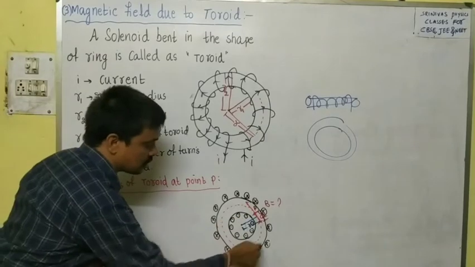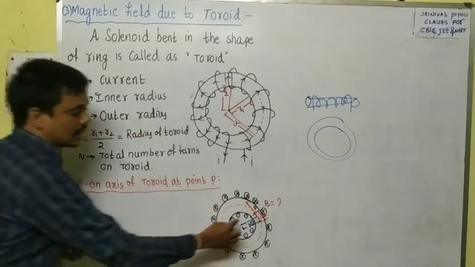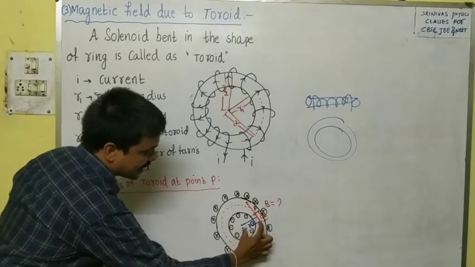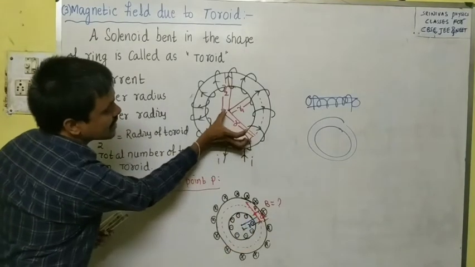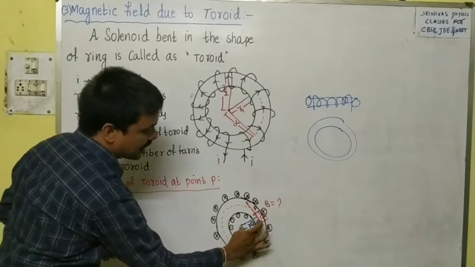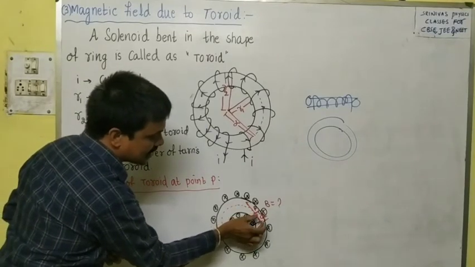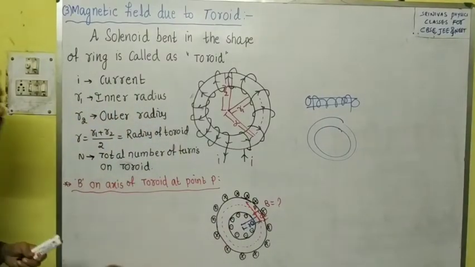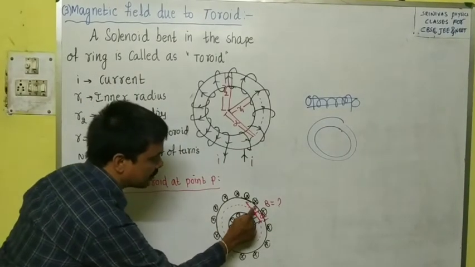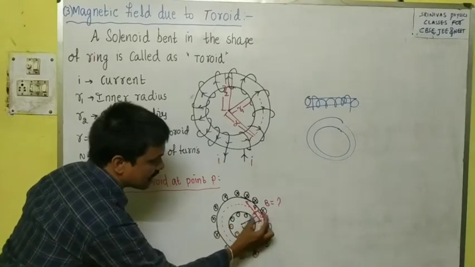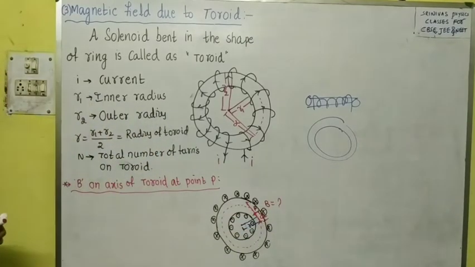This is the axis of the toroid. At this point I want to find out the B, and this distance, the red color circle radius, is smaller. Here we are taking some loop, and the loop's small element is dl, and B I am going to derive on this axis at point P. This is P, this element length is dl, and this radius is smaller. B I am going to find out. Listen very carefully.